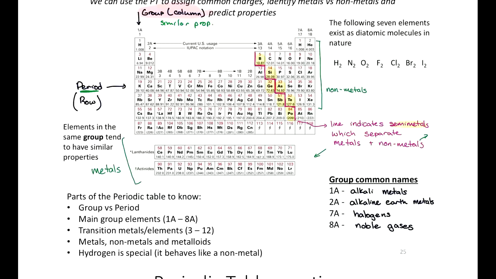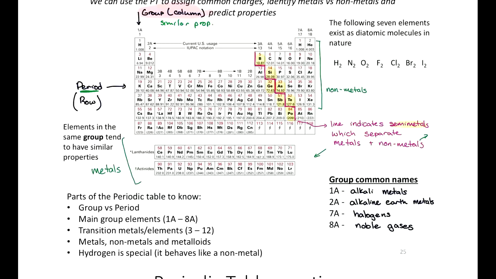So yeah, these are the common ones: 1A, 2A, 7A, and 8A. All right, and the last thing here is hydrogen is special. Because look, hydrogen's right here, above lithium. So you would think that hydrogen and lithium have similar properties, right? Because they're in the same group. But hydrogen is special because it's along with the metals, but it actually behaves as a non-metal.